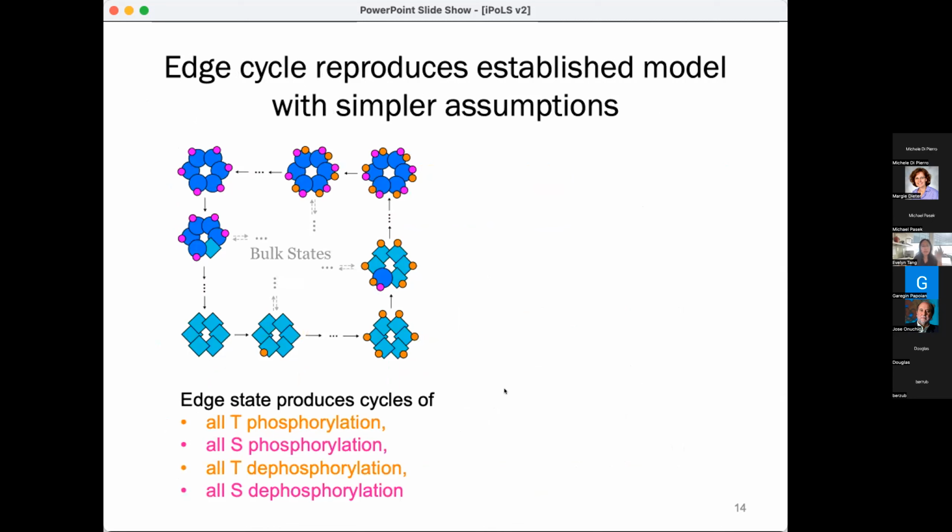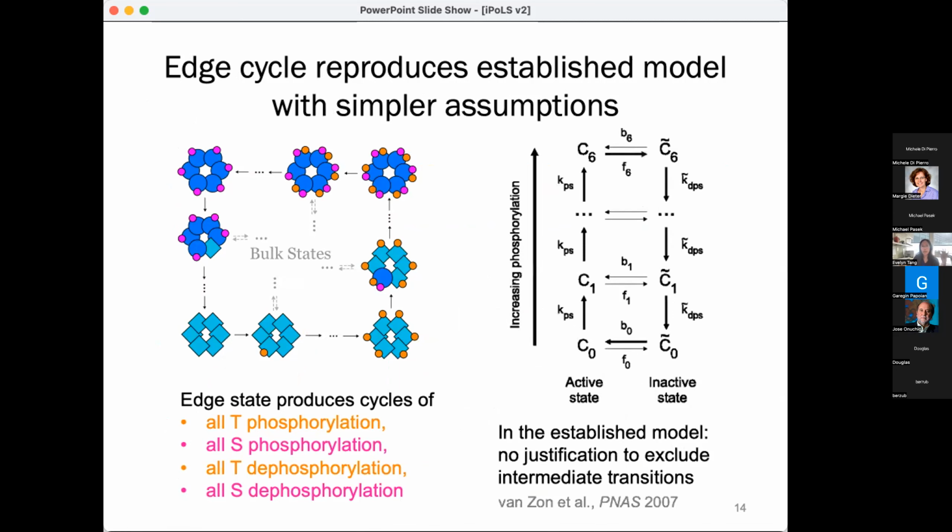And these are similar dynamics to what has been proposed by other established models in the literature, except that in our case, we didn't make any assumptions on how the bulk states compare to the edge states. Here, we have the same strength of transitions in the bulk as in the edge. So we still allow for the individual monomers to have their own transitions.